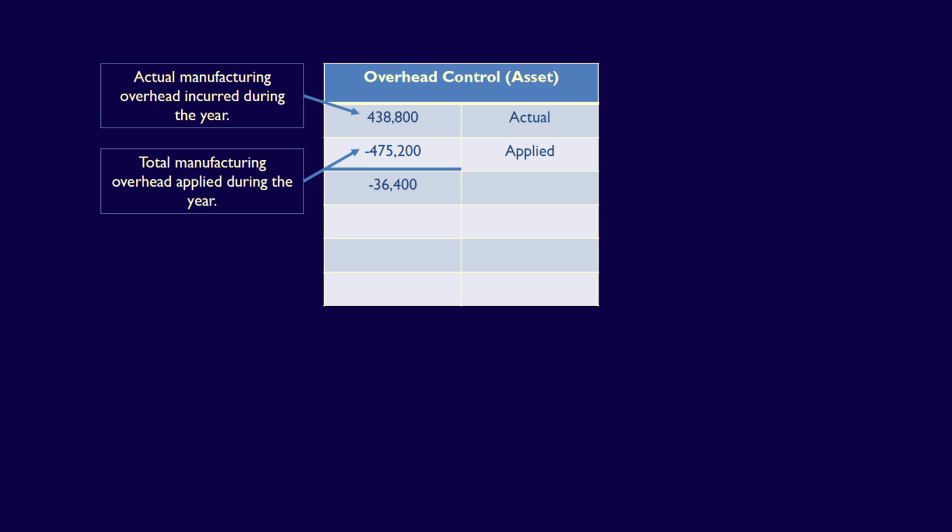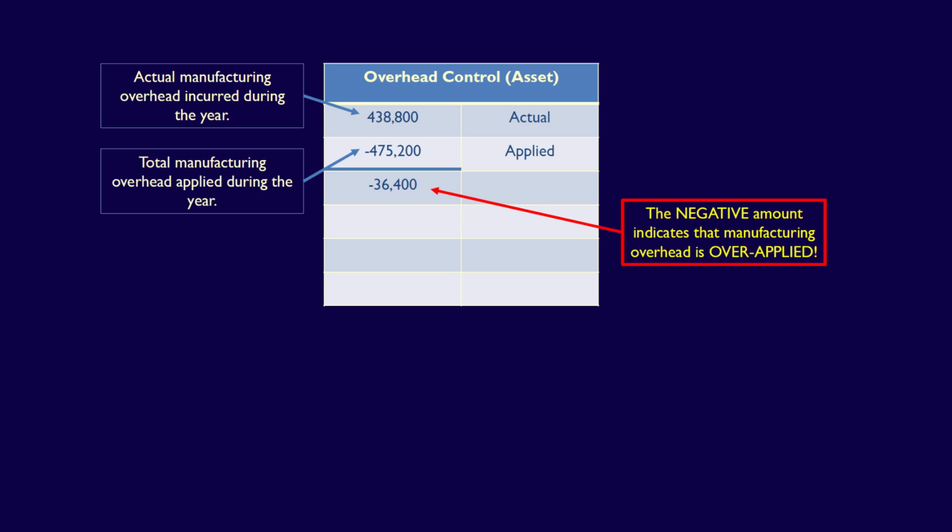We can see that the balance at the end of the year is going to be negative $36,400. The amount we applied was greater than the amount we incurred. When overhead control has a negative balance, manufacturing overhead has been overapplied. Overapplied means that the overhead assigned to work in process inventory during the year was too high. Too much manufacturing overhead has been transferred over, more than what was actually incurred. Basically, we transferred too much overhead to work in process.